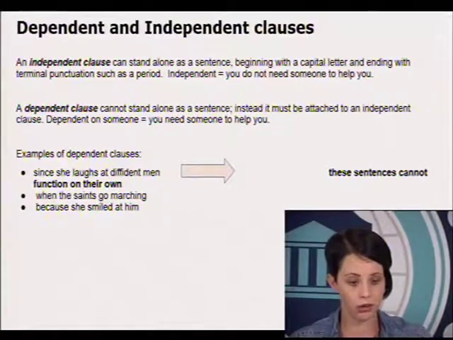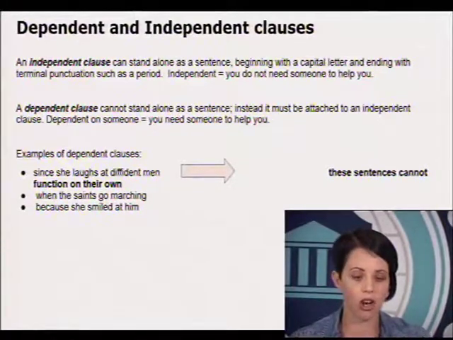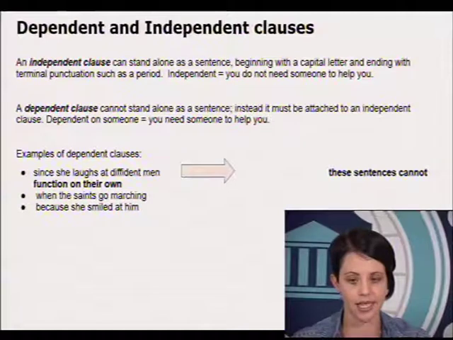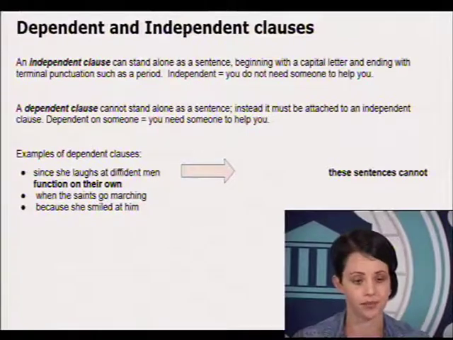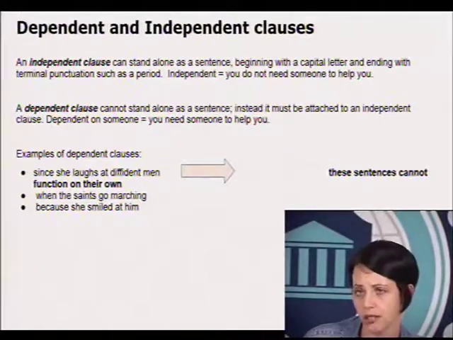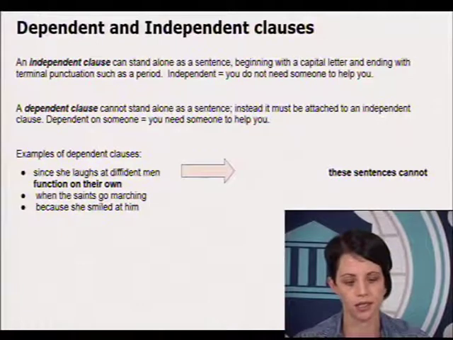Examples of dependent clauses would be, since she laughed at different men. The sentence wouldn't be a sentence. It doesn't make sense. There needs to be more detail to make it a proper sentence for you to understand. When the saints go marching, not a full sentence. Because she smiled at him, not a full sentence. Those are all examples of dependent clauses.